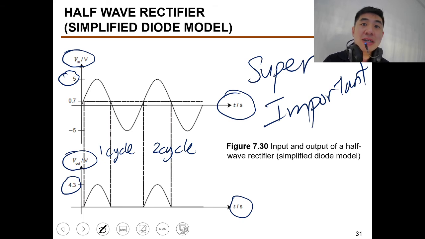If you only draw 1 cycle, then how do I know whether this is a periodic waveform or not? Is that waveform going to happen again? So you must draw 2 cycles to prove that this is a periodic waveform. That's one thing. And you must not forget to drop the 4.3. And there will be this part here, some extension here, that you must all take note of.